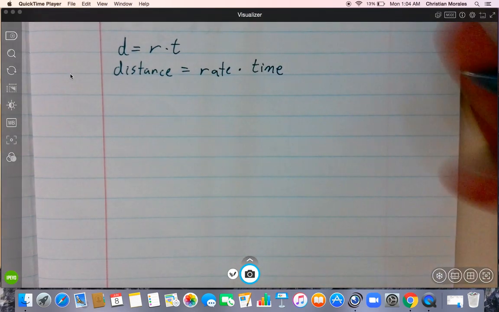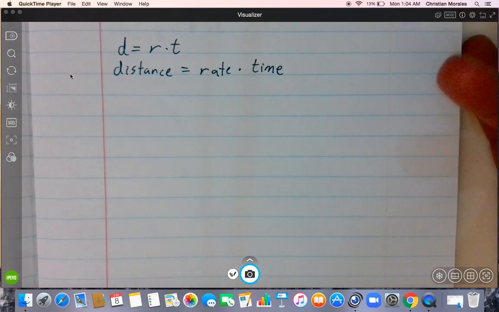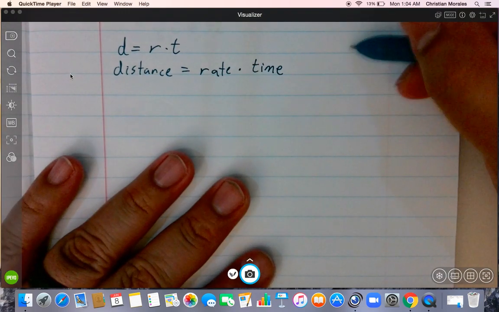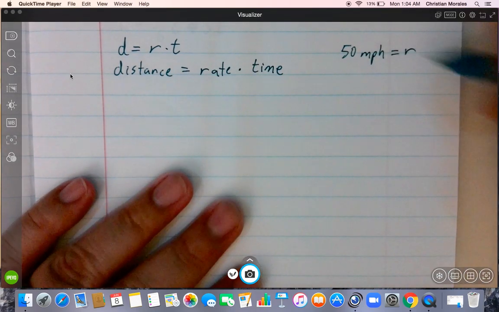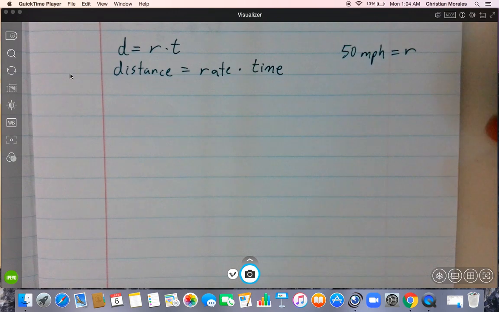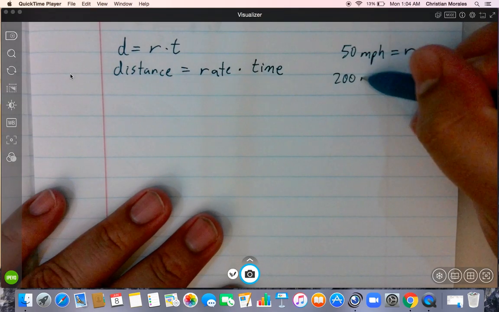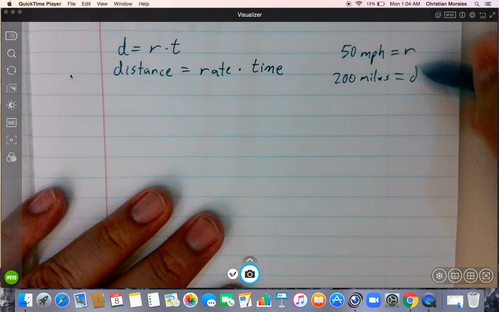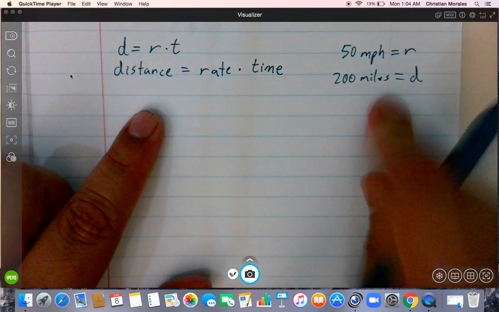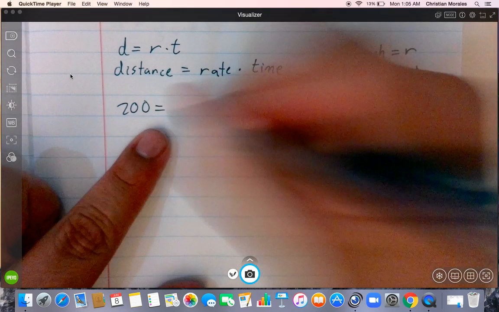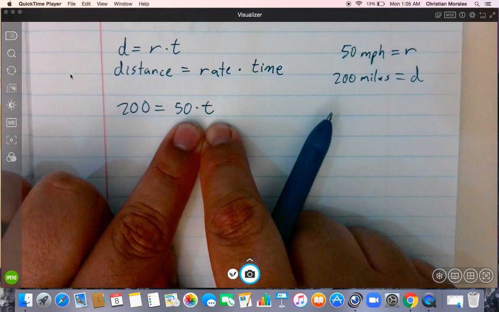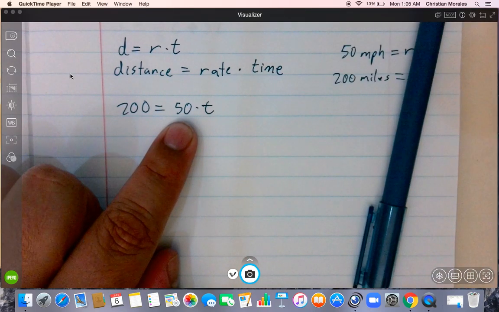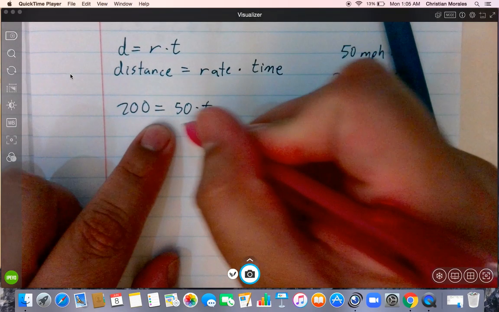So let's just say there's a word problem. A car is traveling 50 miles per hour. So 50 miles per hour would be identified as the rate, and they are going to drive 200 miles. 200 miles would not be time, this would be distance. So what you would do is you would take these numbers, right? 200 goes for distance, 50 goes for r. Now you don't know t, so your job is to solve for t. Well, how do you solve for t? Inverse operations. Get rid of the 50, inverse operations, dividing by 50.